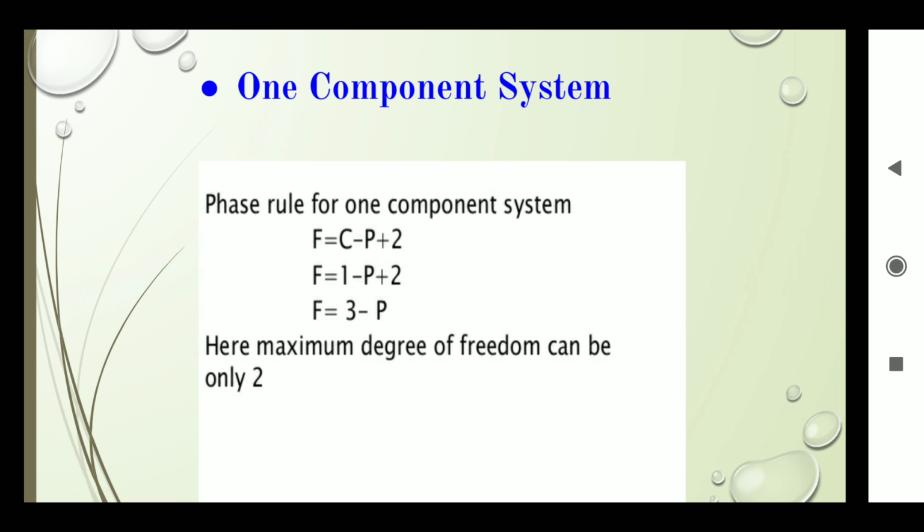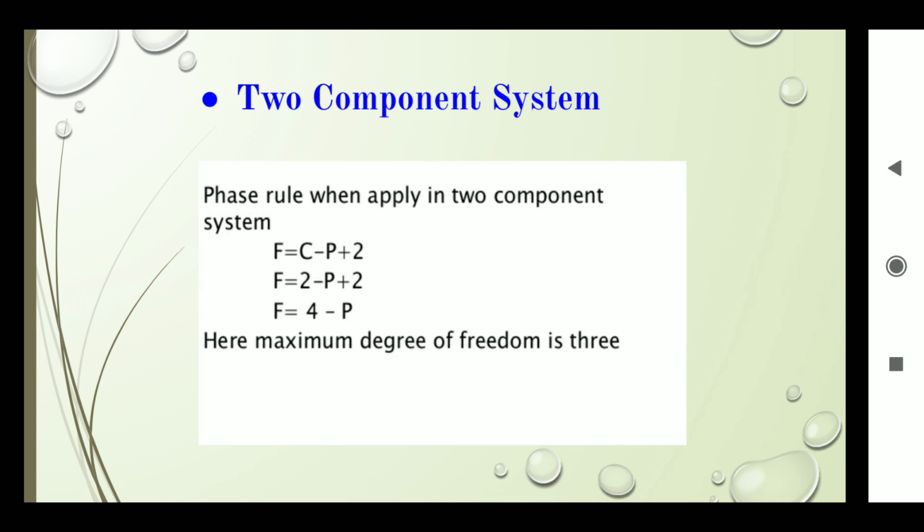In the previous lecture, we have already studied the formula used to calculate the number of degrees of freedom, number of components, number of phases. So what is the phase rule for a one component system? We have to use the formula F is equal to C minus P plus 2. For one component, C is equal to 1. Finally we get F is equal to 3 minus P. So here the maximum degree of freedom can be only 2.